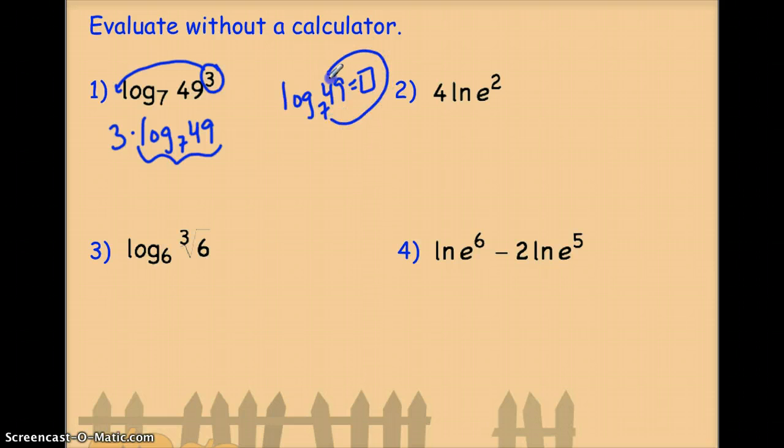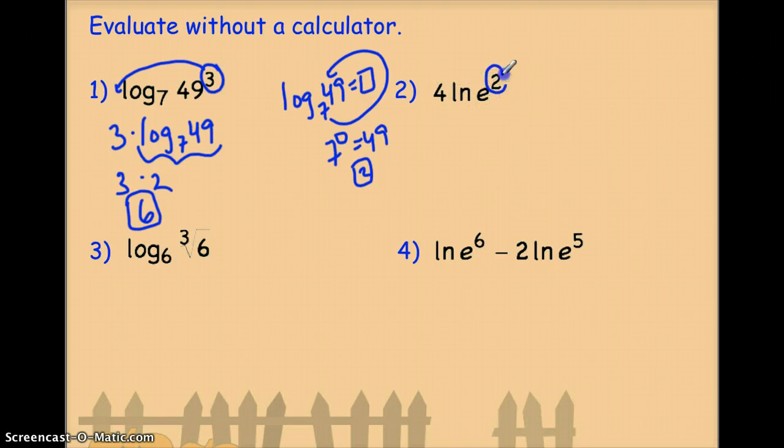Seven to what power equals 49? So that's a 2. So we have a 3 times a 2, and then you get 6. That's totally doable without a calculator. This is a good one, number 2.